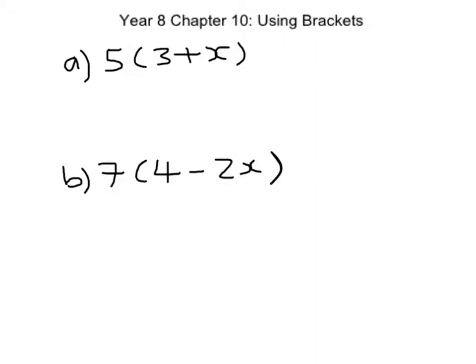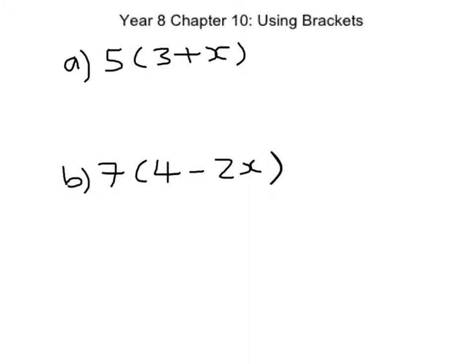What we're going to look at in this video is multiplying out brackets. And what that means is having a piece of algebra with brackets in and then getting rid of the brackets so as to write the piece of algebra in a different way. It'll still be the same piece of algebra, but it'll just be written in a way without brackets.